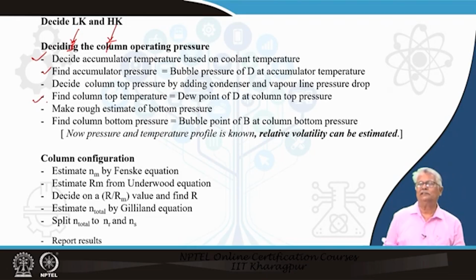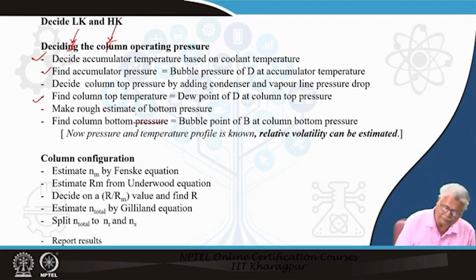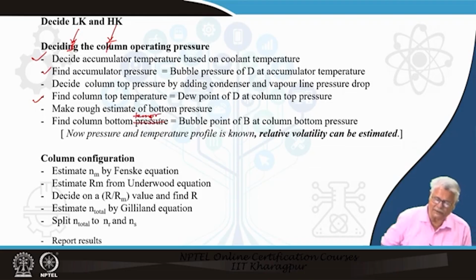We need to have initially a rough estimate of the column bottom pressure itself now. Suppose we decide that we expect around 18 to 20 trays in this type of separation. We consider roughly about 50 millimeter of water column per tray drop, add this drop to the column top pressure, and we have an estimate of the column bottom pressure itself. Now, the column bottom temperature is basically the bubble point temperature of B at the column bottom pressure.